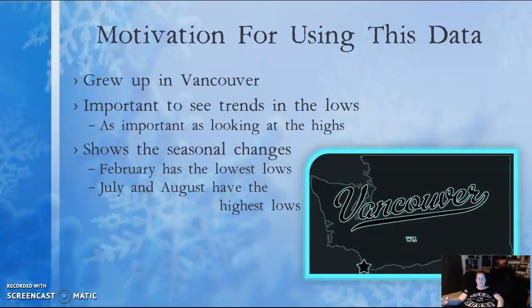The data pulled and visualizations done show seasonal changes. For example, February has the lowest lows and July and August have the highest lows, which makes sense for the region.